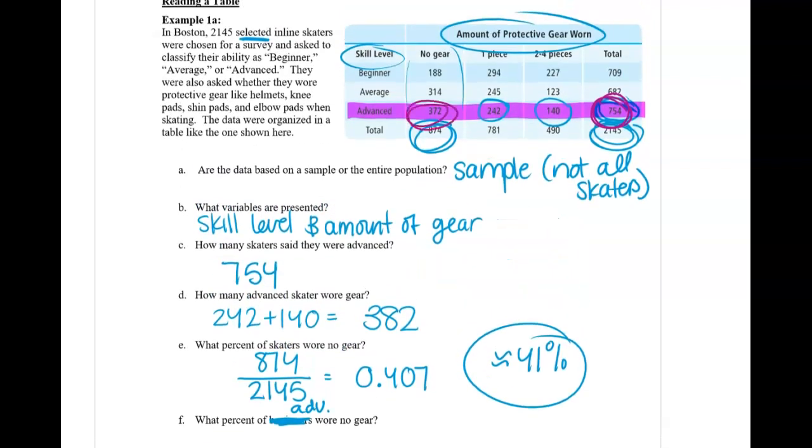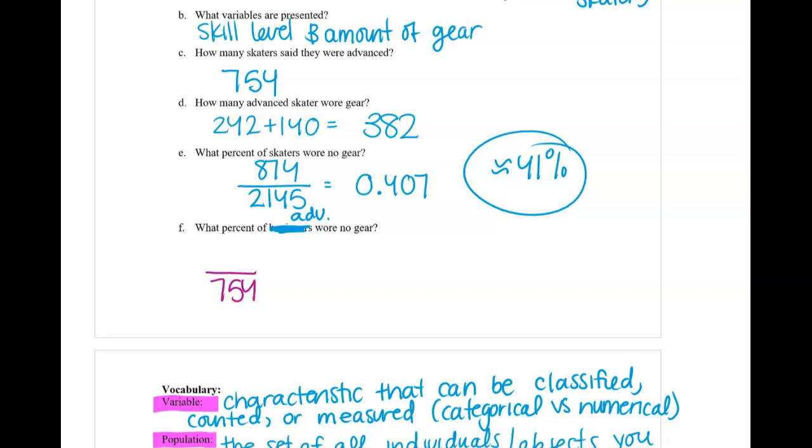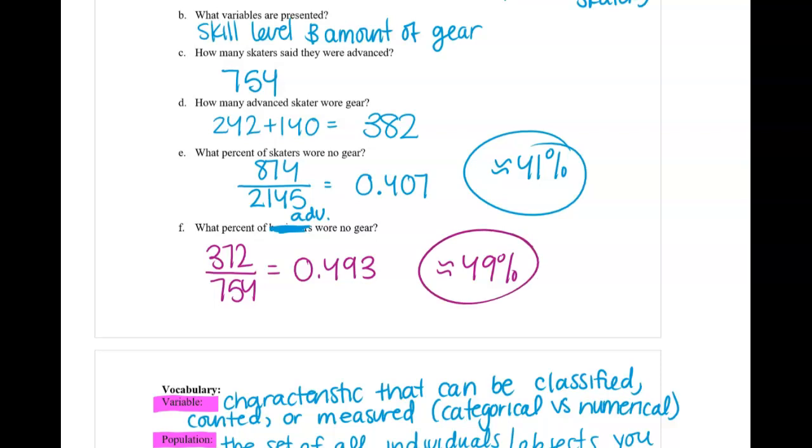That's our 372. So we have 372 divided by 754 is 0.493, or about 49%. Remember, to find percentage from a decimal, you're multiplying by 100, which is moving the decimal place to the right 2 places.